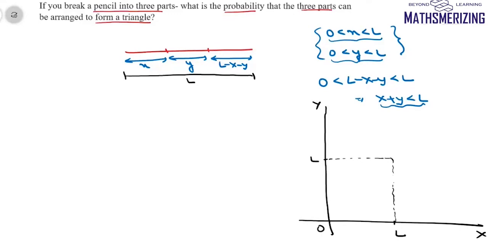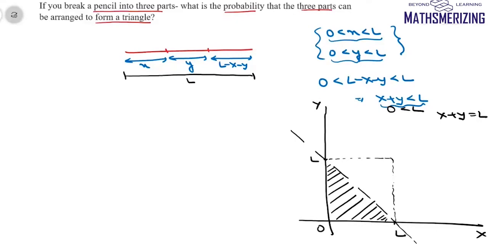And then this third condition, which is x plus y is less than L. So I'll draw this line, which is x plus y is equal to L. So it'll be the straight line passing through these 2 points. And then x plus y is less than L. So if I put the origin, 0 is less than L, which is true. So that means we can break this pencil in 3 parts whose sample space can be represented by this uniform area, which is the area of this triangle.